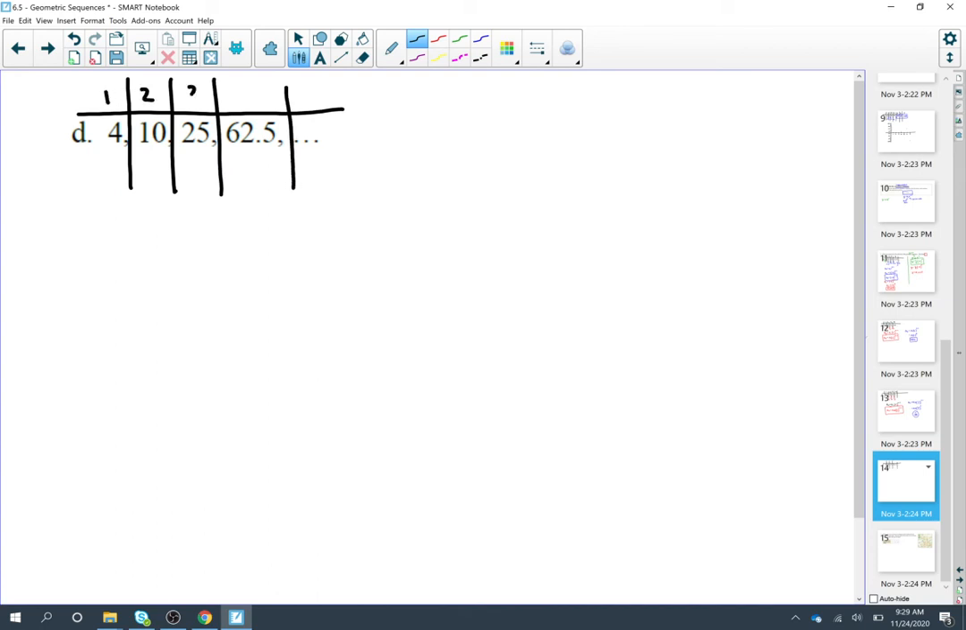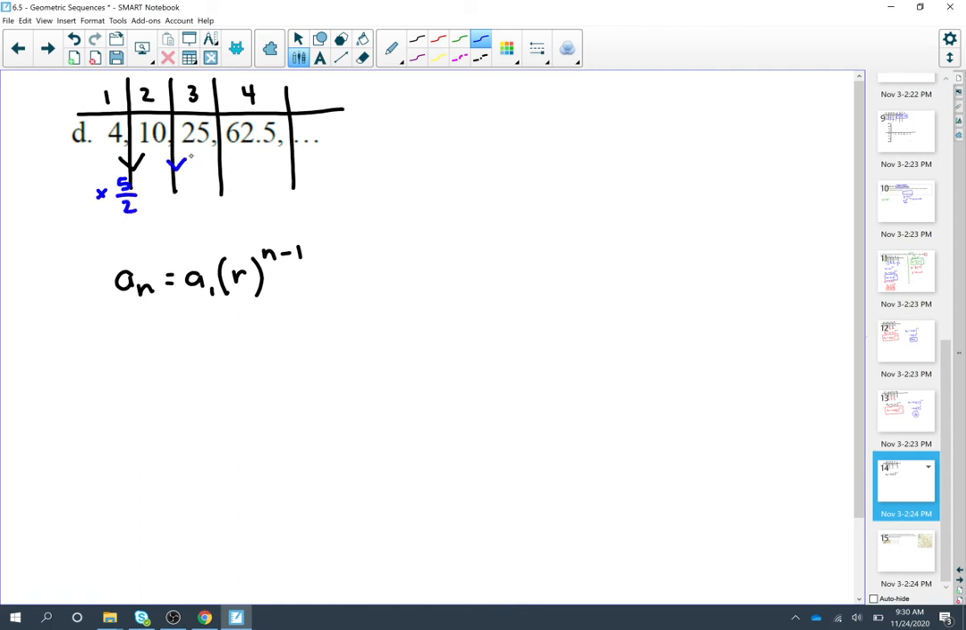One, two, three, 4. Okay, so a sub n equals a sub 1 times r to the n minus 1. I'm going to go back up. I'm going to try to find a pattern. This one looks kind of hard. 4 to 10, 10 to 25, 25 to 62.5. This is not a pretty number. So let's see. If I take 10 divided by 4, I get 5 halves. So 4 times 5 halves is 10.